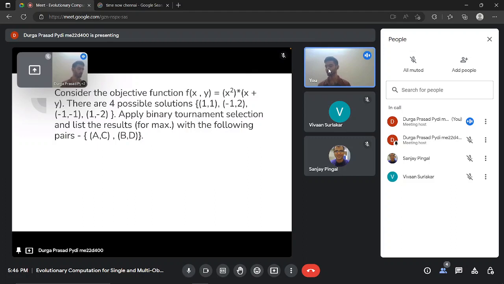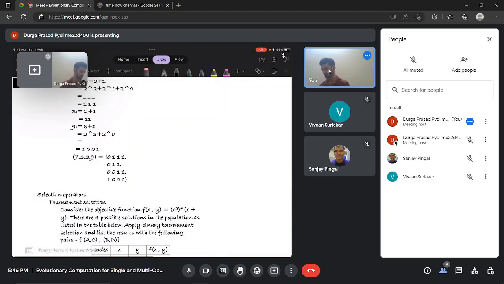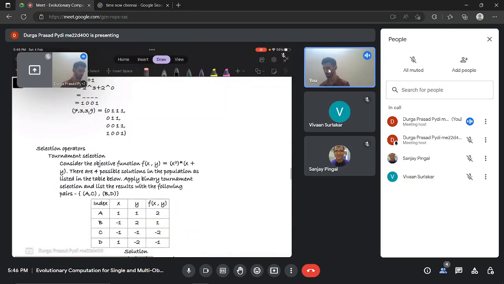During tournament selection, the first step is essentially to identify the possible pairs, which we usually do randomly. So if we label them, this is just for your case. I have four variables, A, B, C, D, which are my four samples in the population with the x and y values as follows. And this is your f of x y. If you calculate x square and x plus y, you are getting these.